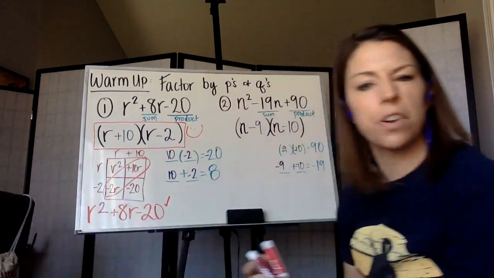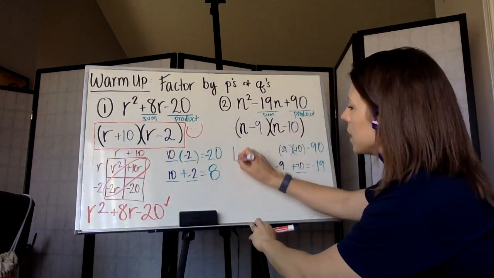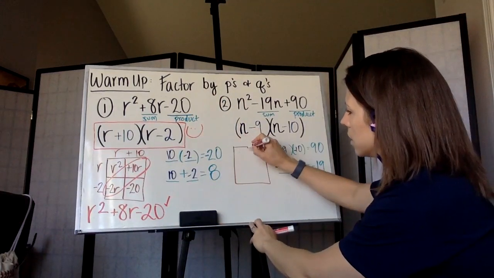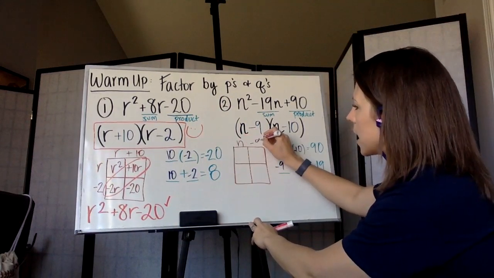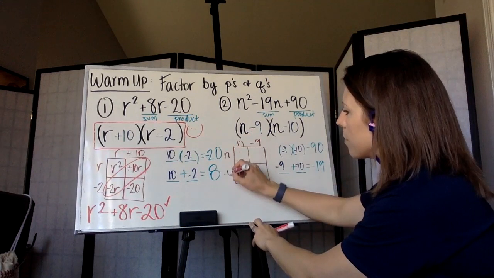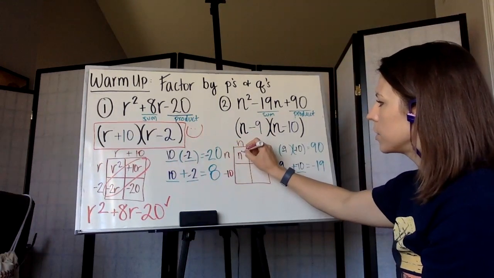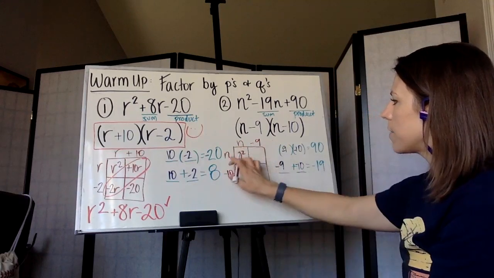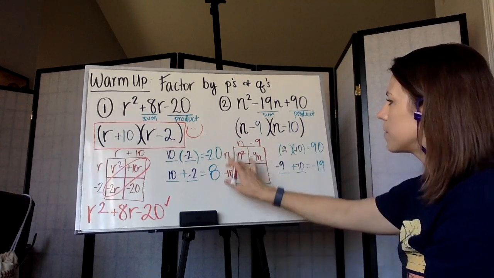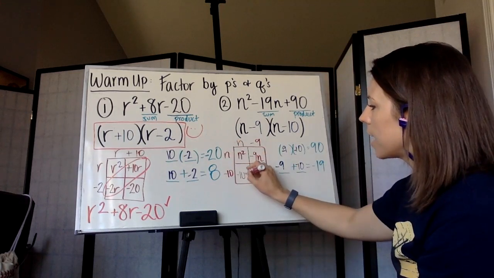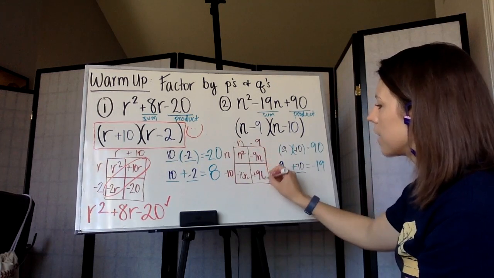Let's check it just for fun, though. Make a little window. Across the top, n minus 9. Down the side, n minus 10. And here we go. N times n is n squared. Negative 9 times n is negative 9n. Negative 10 times n is negative 10n. And negative 10 times negative 9 is positive 90.